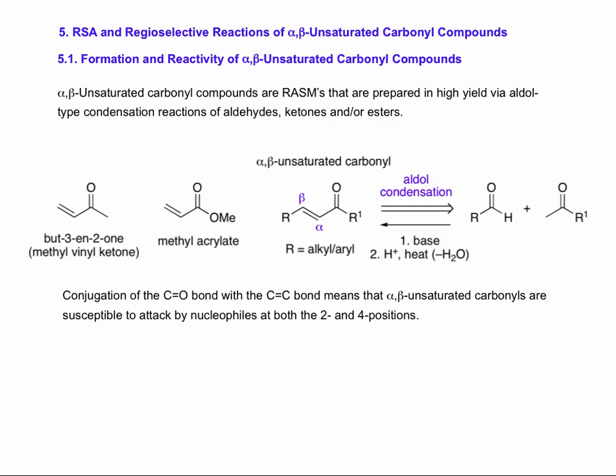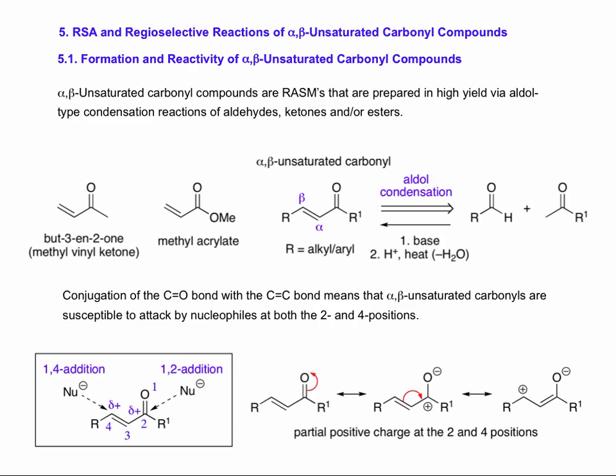And conjugation of the CO double bond with the CC bond means that alpha-beta unsaturated carbonyls are susceptible to attack by nucleophiles at both the 2 and the 4 positions. So in this diagram you can see the numbering starting with oxygen as 1, 2, 3, 4. Attack at the 2 position is a classic nucleophilic addition of the carbonyl, and we describe that as 1,2 addition. More surprising though is attack at the 4 position, so-called 1,4 addition.